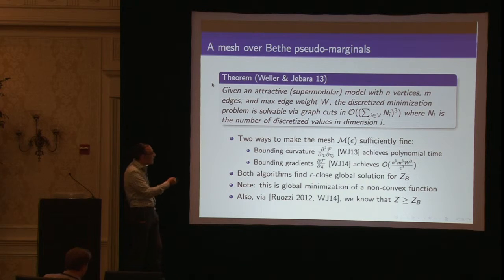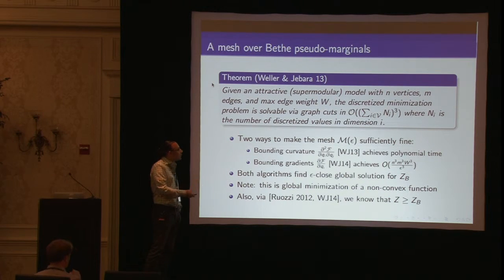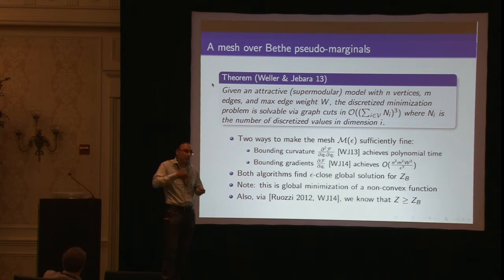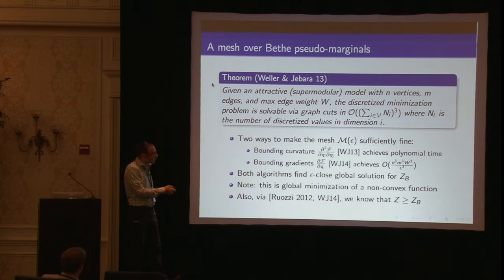So we looked at two possible ways to discretize. We looked at discretizing when the function has high curvature, discretize more quickly. When it has low curvature, you discretize less quickly. This makes sense. High curvature functions, you've got to discretize quickly to catch the minimum. And this led us to a polynomial time algorithm for minimizing the Bethe free energy.